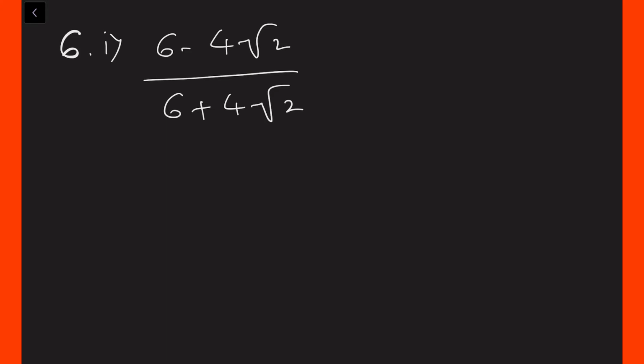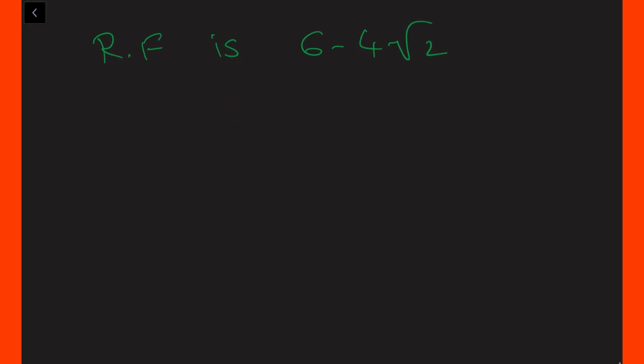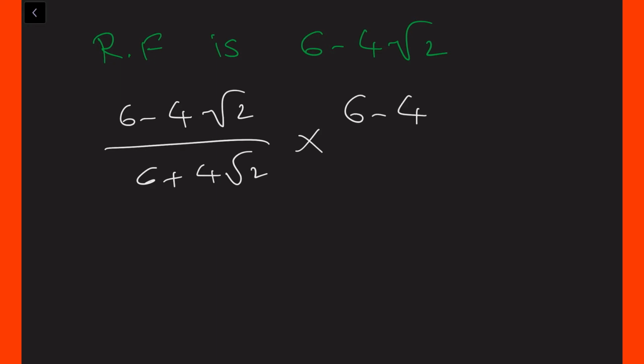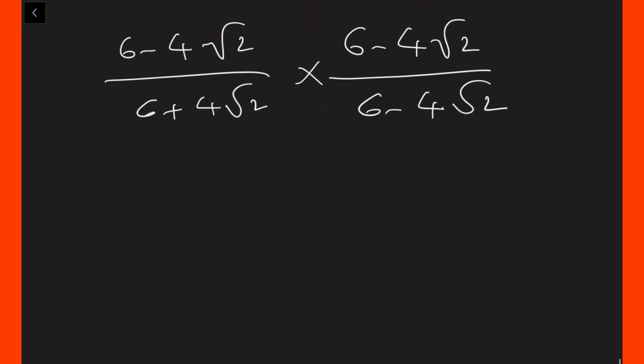Now here in the denominator we have 6 plus 4 root 2, so the rationalizing factor is 6 minus 4 root 2. We need to multiply and divide by 6 minus 4 root 2. So the question is 6 minus 4 root 2 divided by 6 plus 4 root 2, multiplied and divided by 6 minus 4 root 2 by 6 minus 4 root 2. In the numerator, 6 minus 4 root 2 into 6 minus 4 root 2 is nothing but 6 minus 4 root 2 whole square.